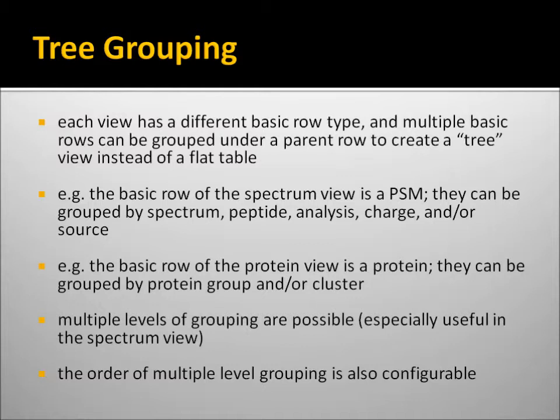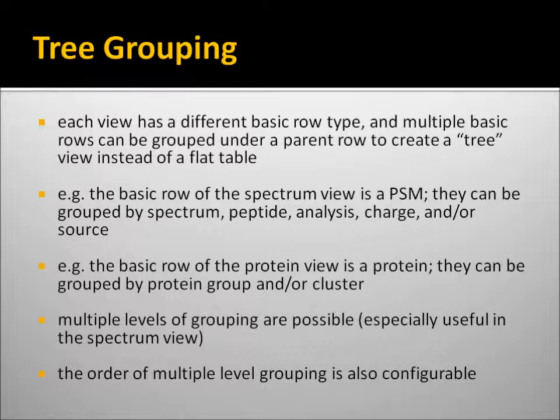Tree grouping allows you to change the structure of a view from a flat table to a hierarchical tree view. Because the flat form of the protein view is an individual protein and the basic row of the peptide view is a distinct match, tree grouping is necessary when you want to get one row per protein group or one row per distinct peptide. The basic row of the spectrum view is a PSM, so tree grouping of some kind is usually necessary until the data is narrowed down a great deal by a view filter.